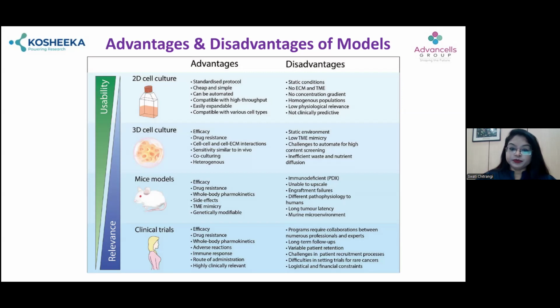Then you can get pharmacokinetic studies from a clinical trial. Adverse reactions, if some drug is showing some adverse reaction, the clinical trial in humans is the best model for that. Then the route of administration, where you have to give the drug, whether it's intravenous, intravascular, whatever. For that, a clinical trial is the best model. It's a highly clinically relevant model, but at the same time it's a very costly process.